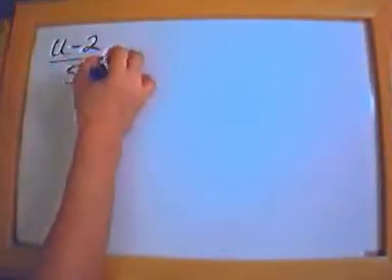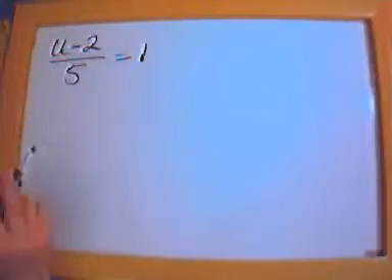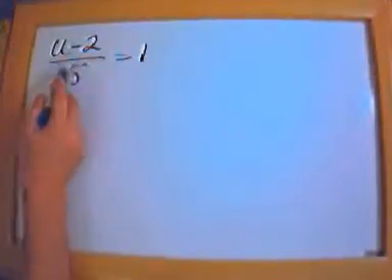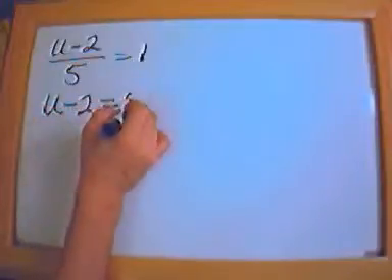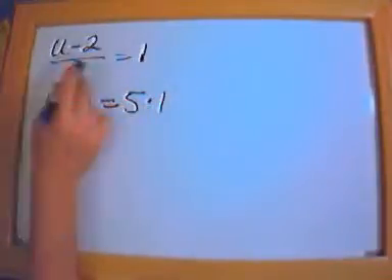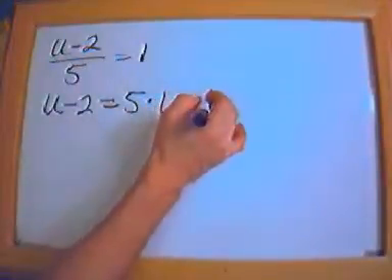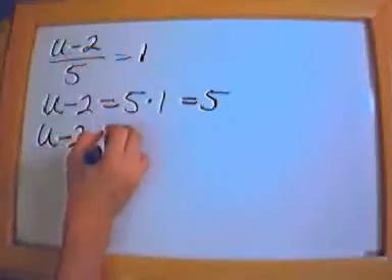Let's say it's u minus 2 over 5 equal 1. I want to get u minus 2 by itself, so I'm going to drop this 5 out. How am I going to drop the 5 out? I'm going to multiply both sides by 5 to get rid of this because this is being divided by 5. That's going to leave me with u minus 2 is equal to 5 times 1 because I'm multiplying both sides by 5. And that's going to equal 5 on the right. So I've got u minus 2 is equal to 5.